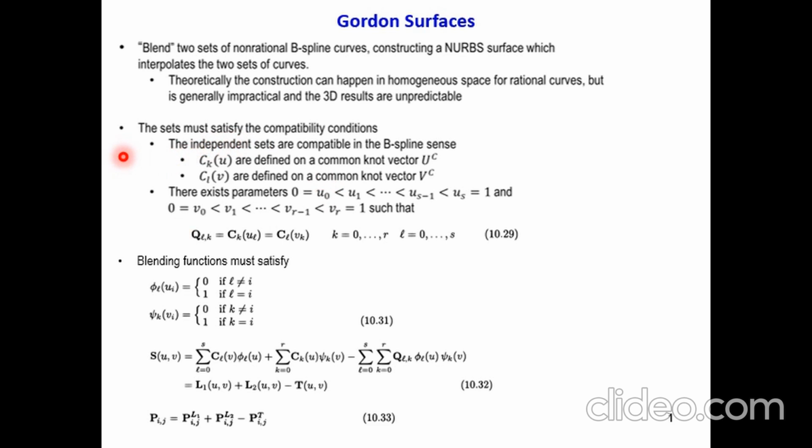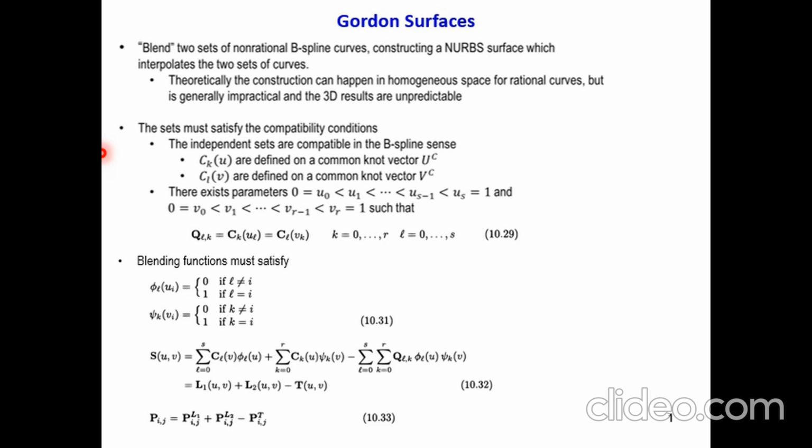So to take our curves, the main thing that we have to do is make sure that our two sets of curves satisfy these compatibility conditions. The first condition is that C_k^u is defined on a common knot vector and C_l^v is defined on a common knot vector. What this means when both of our directions are defined on the common knot vector is that our curves are compatible in the B-spline sense, which is very important later.